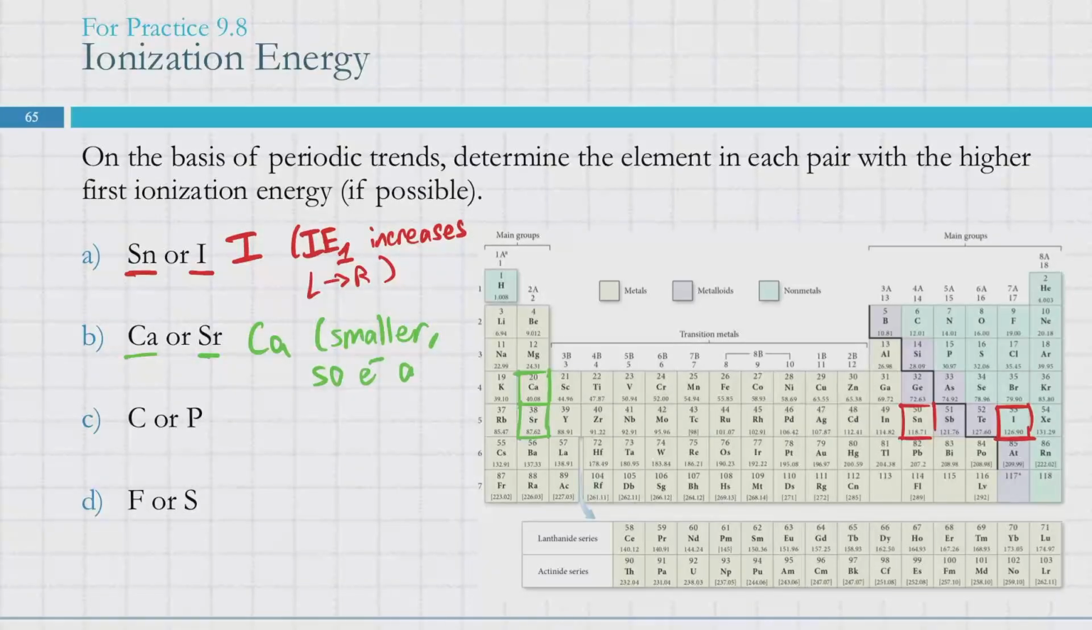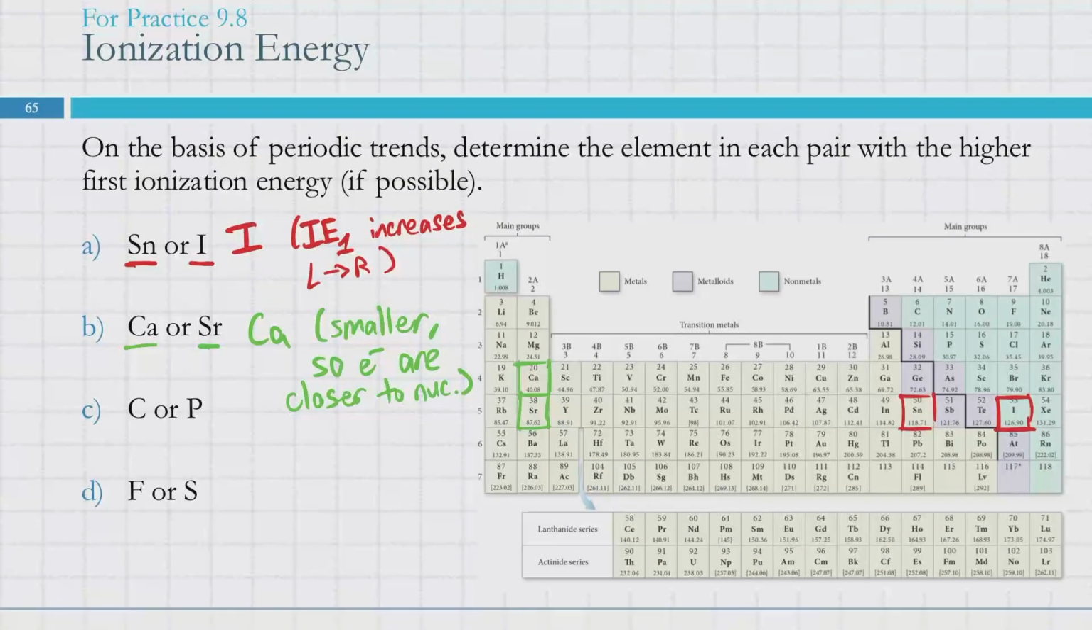So our electrons are closer to the nucleus. So since our electrons are closer to the nucleus, they're closer to our positive magnet nucleus, they're going to be harder to remove. For strontium, they're held further away, so they're easier to remove. Our ionization energy increases as we move towards helium, so left to right, bottom to top.